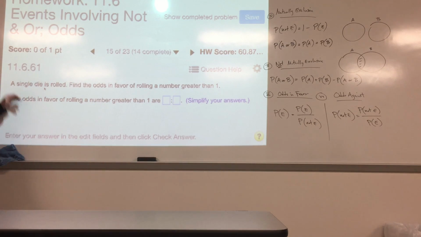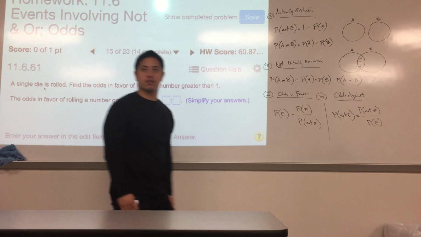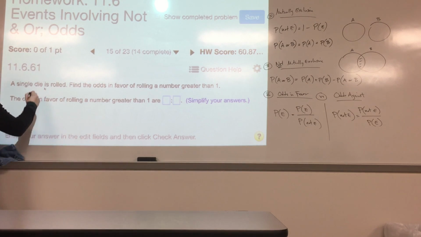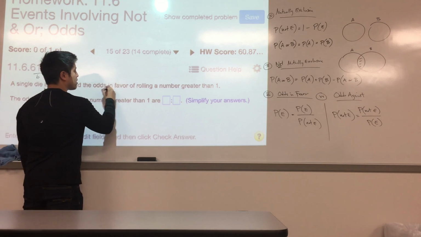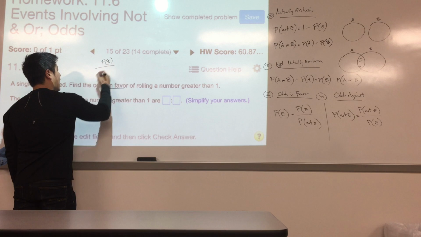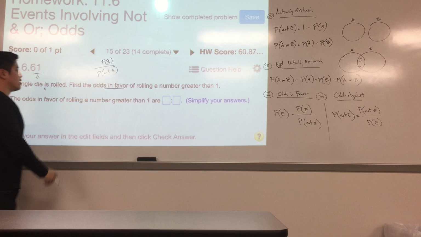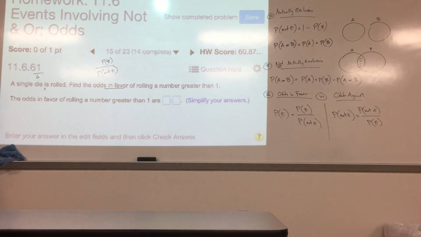All right, so a single die is rolled. Good, we know things are out of what? Just 6. Find the odds in favor. Boom, done. We know we're going to deal with this. Everybody with me? So this immediately tells us we're out of 6. This tells us that we're dealing with the probability of something actually happening divided by the probability of it not happening. Does that make sense, guys? You with me so far?